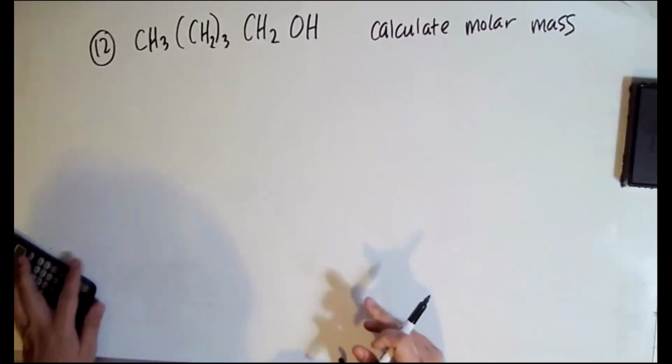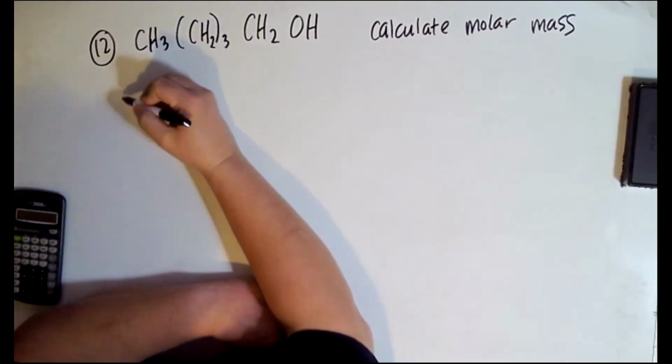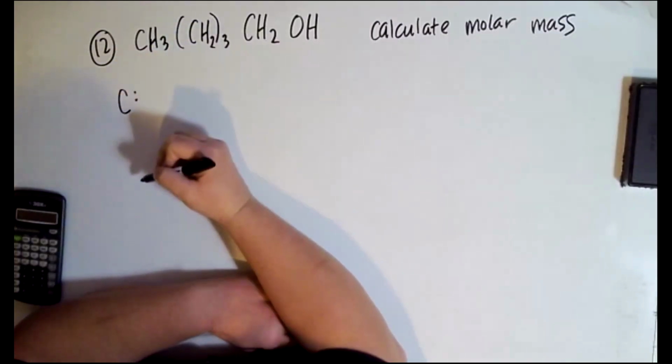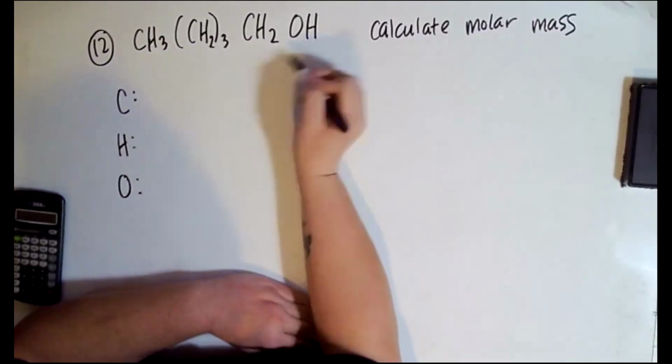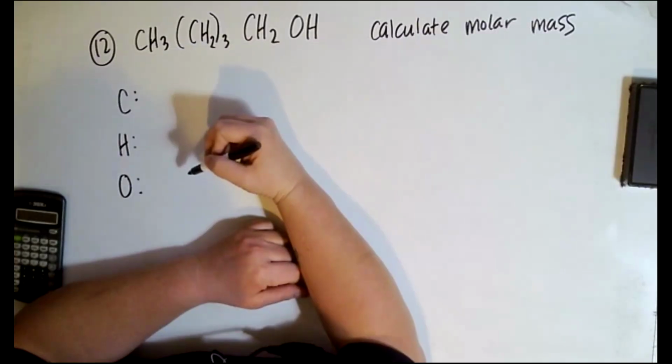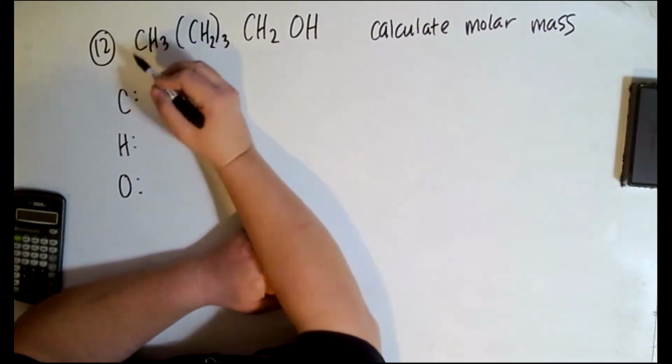Okay, so the first thing we want to do is count up the number of atoms of each element that we have. So we have carbons in this compound, we have hydrogens in this compound, and we have oxygens. Well, we have 1 oxygen. Okay, so for our carbons, we'll start there.